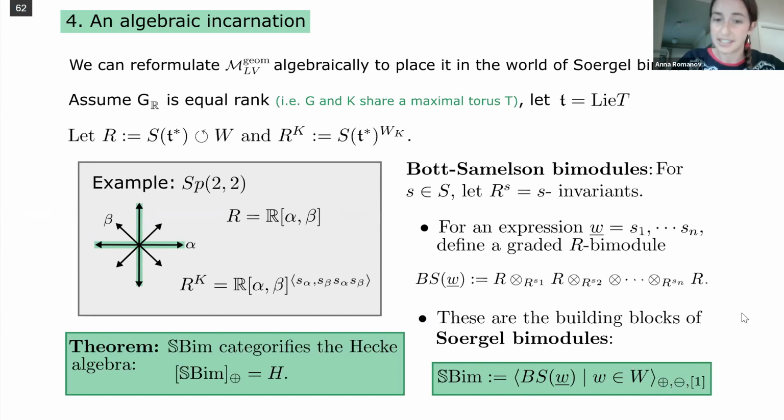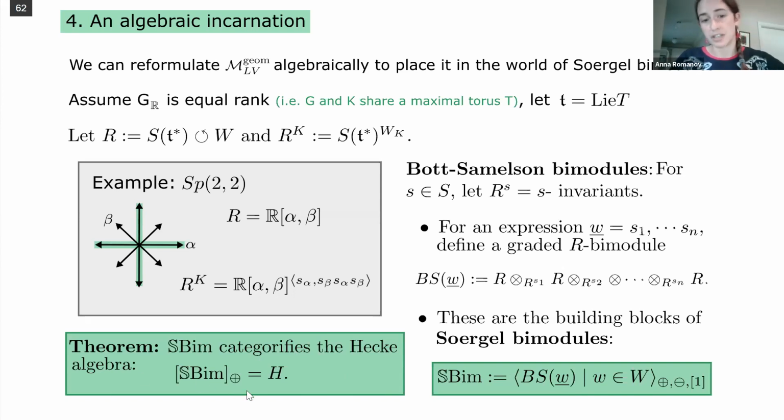This is a category that categorifies the Hecke algebra as well, but it does so algebraically. Again, like our geometric category, this category is not abelian, it's additive. So we can take its split Grothendieck group, and its split Grothendieck group has the structure of a monoidal category under tensor products.